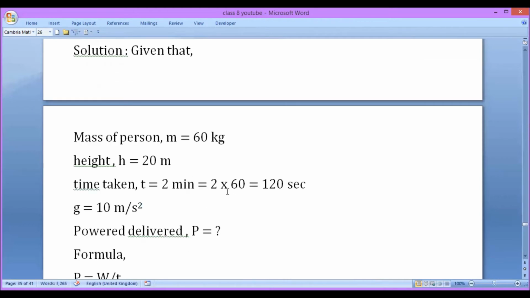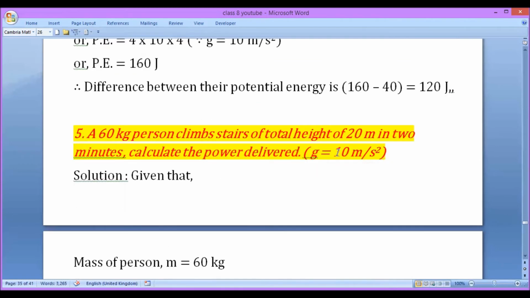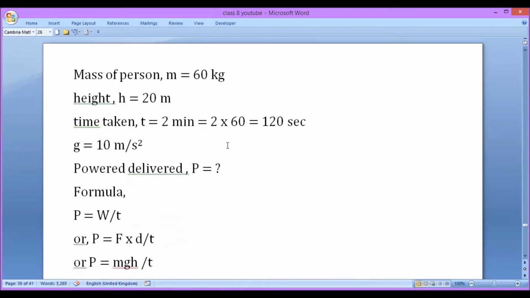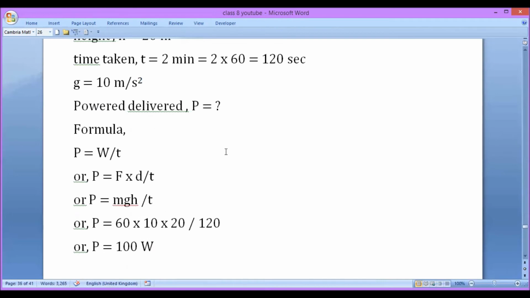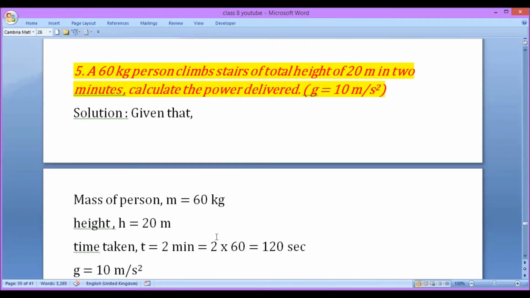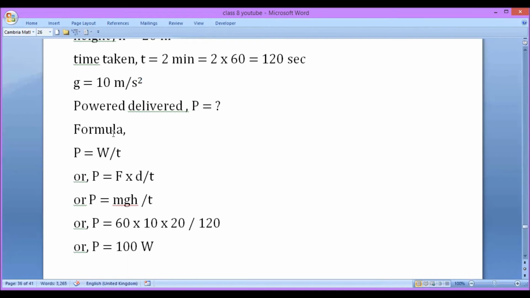2 minute means 2 multiplied by 60, that is 120 second, and g means 10 meter per second square, which is given in the question. But if this value is not in the question, you can use this 10 meter per second square. Power delivered P is equal to what? We have to compute the power delivered. The formula to determine the power is P is equal to W by T. W means work, T means time taken.